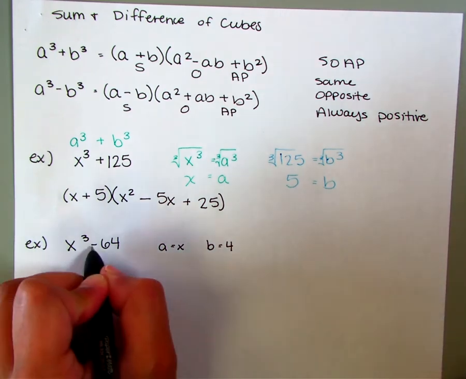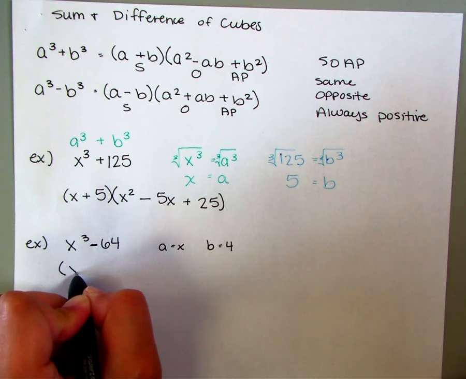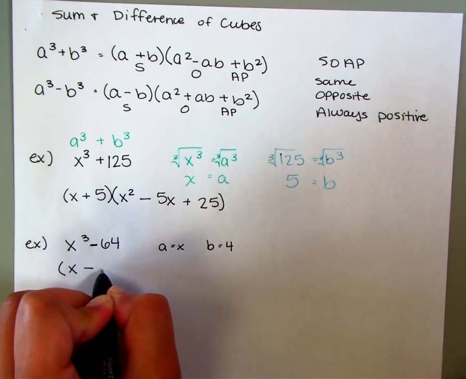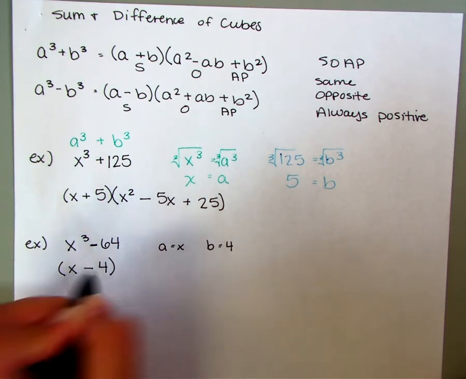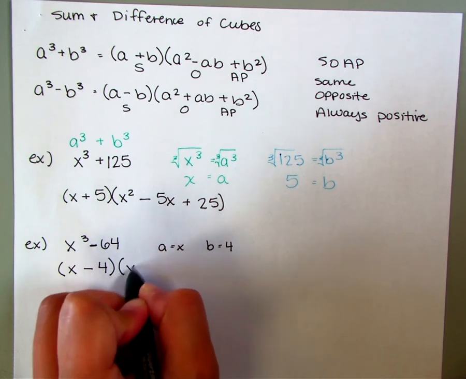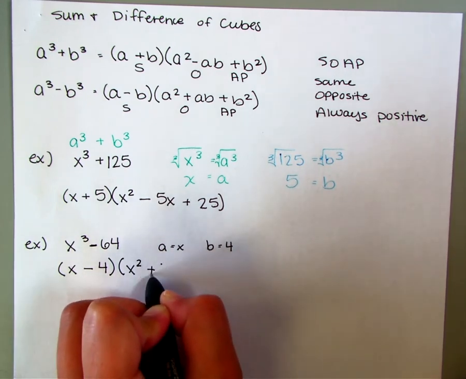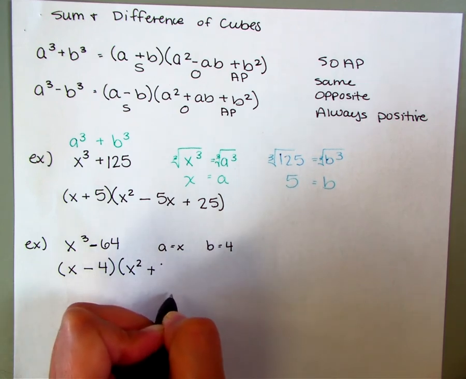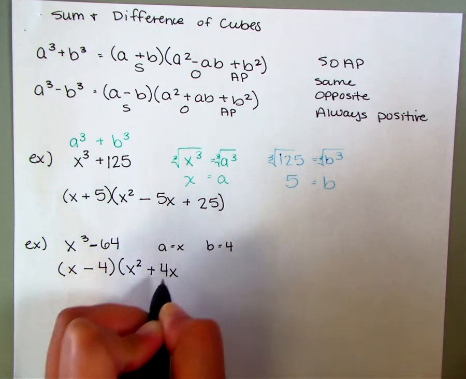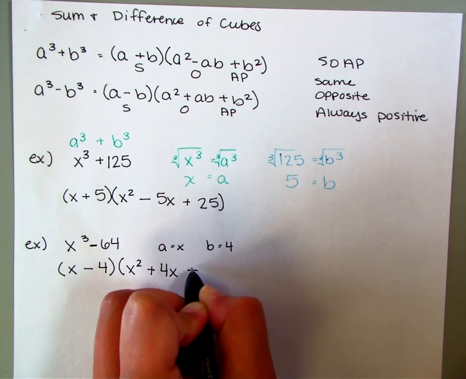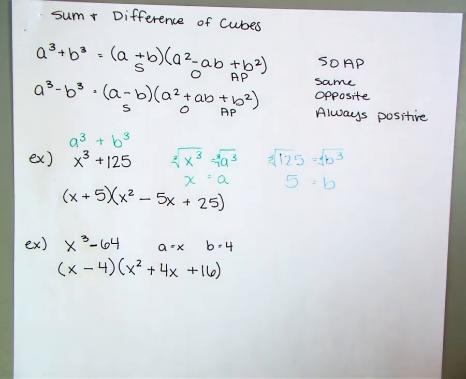And so then, since it's subtraction, we'll have x minus 4, so same sign. And then we'll have a squared, so x squared minus, opposite. So opposite of subtraction is addition. So we'll have plus 4x. And then we'll have always positive plus 16. And you can always multiply that out to check your answer.